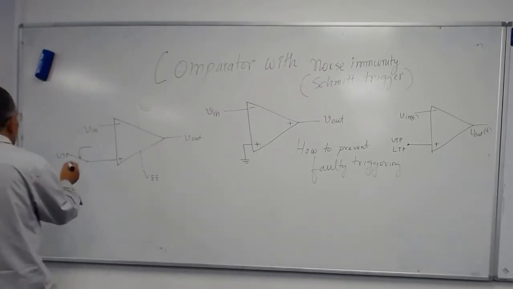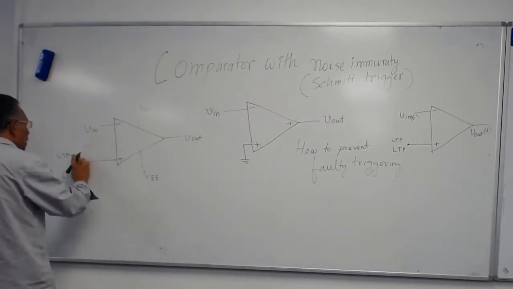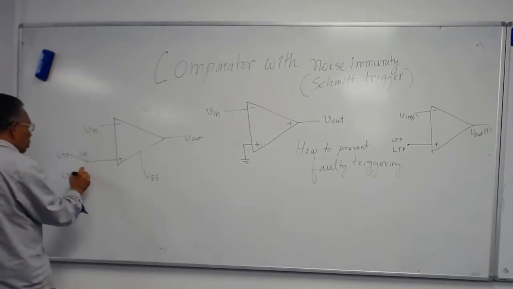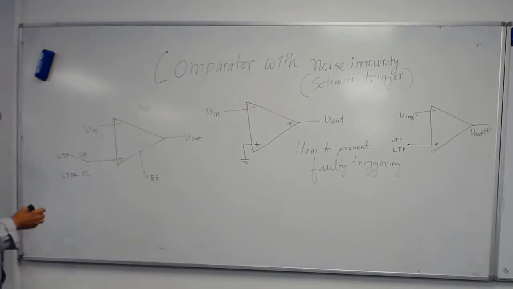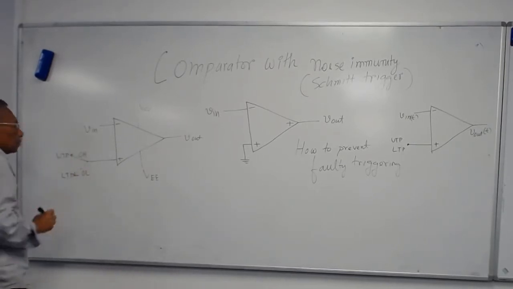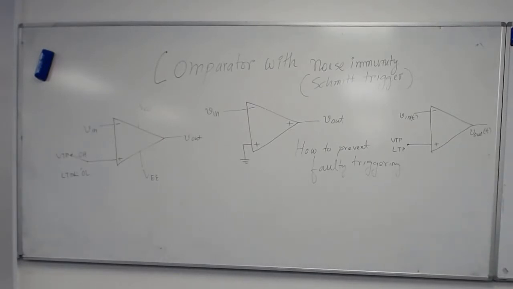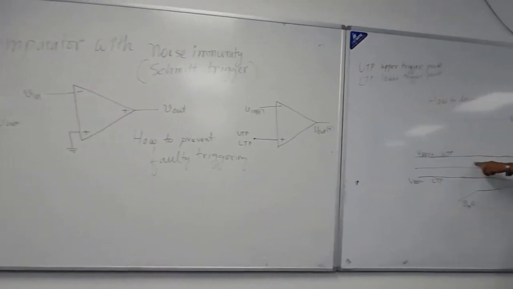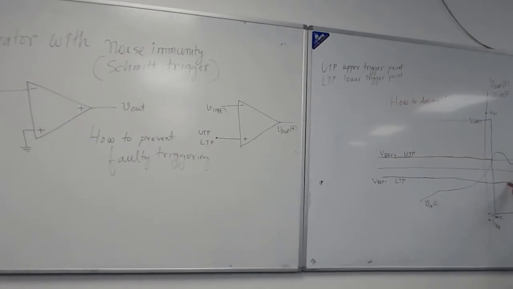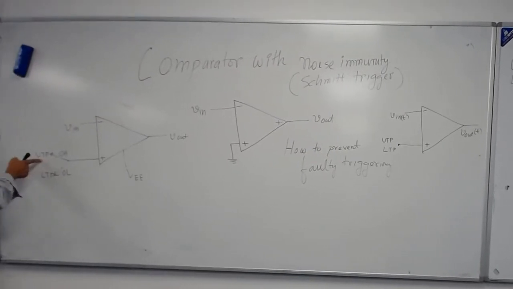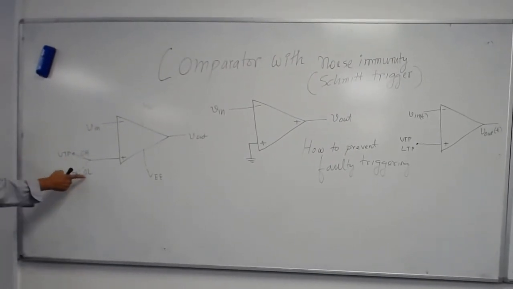So if your output is high, okay? If your output is high, you switch to this one. If output is low, you switch to this one. Okay? If your output is high, you have this one as your trigger level. If your output is low, you have this one as your trigger level. So, if your output is high, upper trigger point. If your output is low, lower trigger point. Okay? So you can switch it.